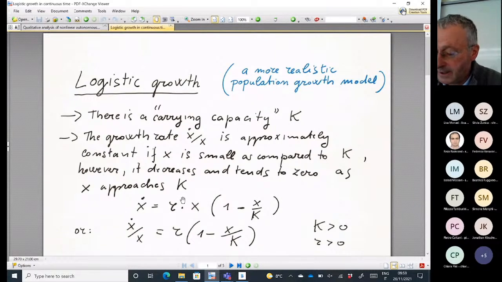Okay, this is the logistic growth model. Now, qualitative analysis of nonlinear autonomous differential equations.